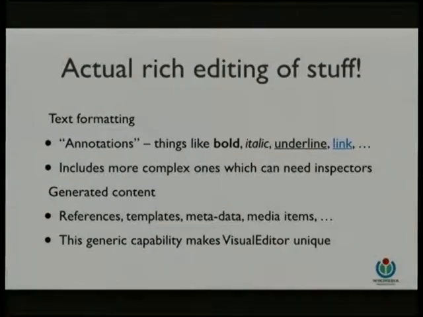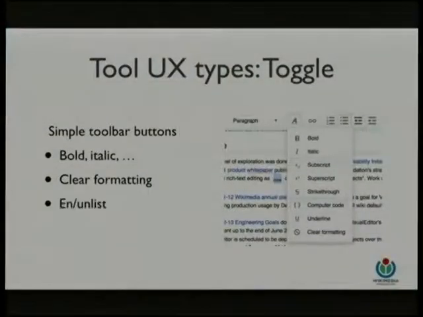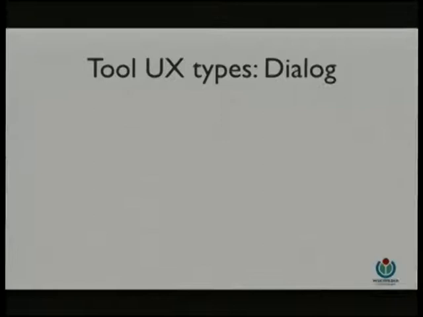Having said this aloud, of course, this means three people are going to show me better ways of doing it that already exist. So very quickly, in terms of user experience, you get simple toolbar buttons. So, you know, on, off, that kind of thing. So you get bold and italic, clear the formatting. There's also more complex ones like list, unlist, or indent or outdent. Then there are dialog types. These are complex heavyweight things that users want to do, and we've built a bunch of these. There are more to come because, yay, MediaWiki has quite a lot of extensions.